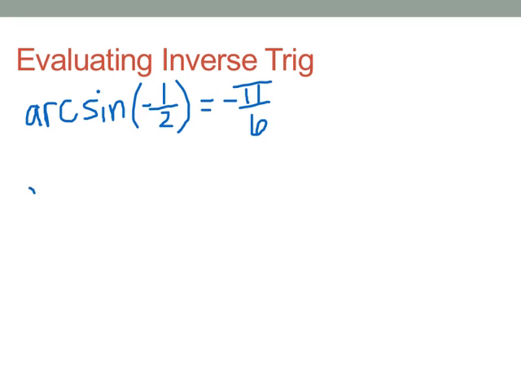Another quick example, arc cosine of 0 is what? You think about it. It would be pi over 2.